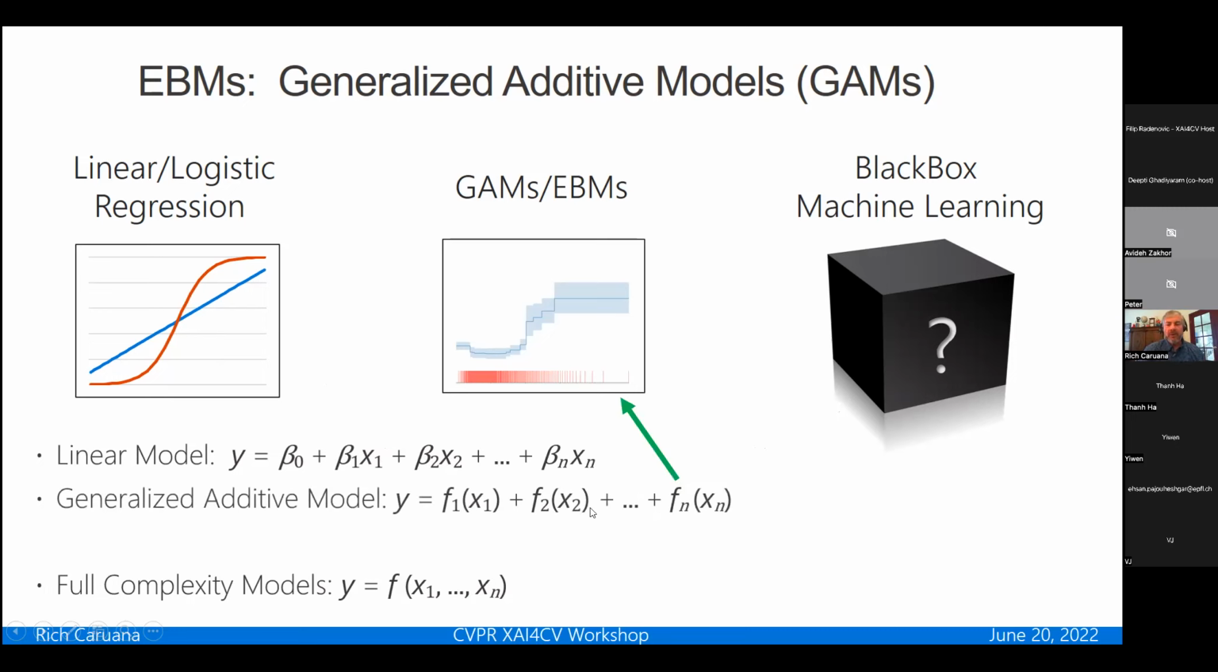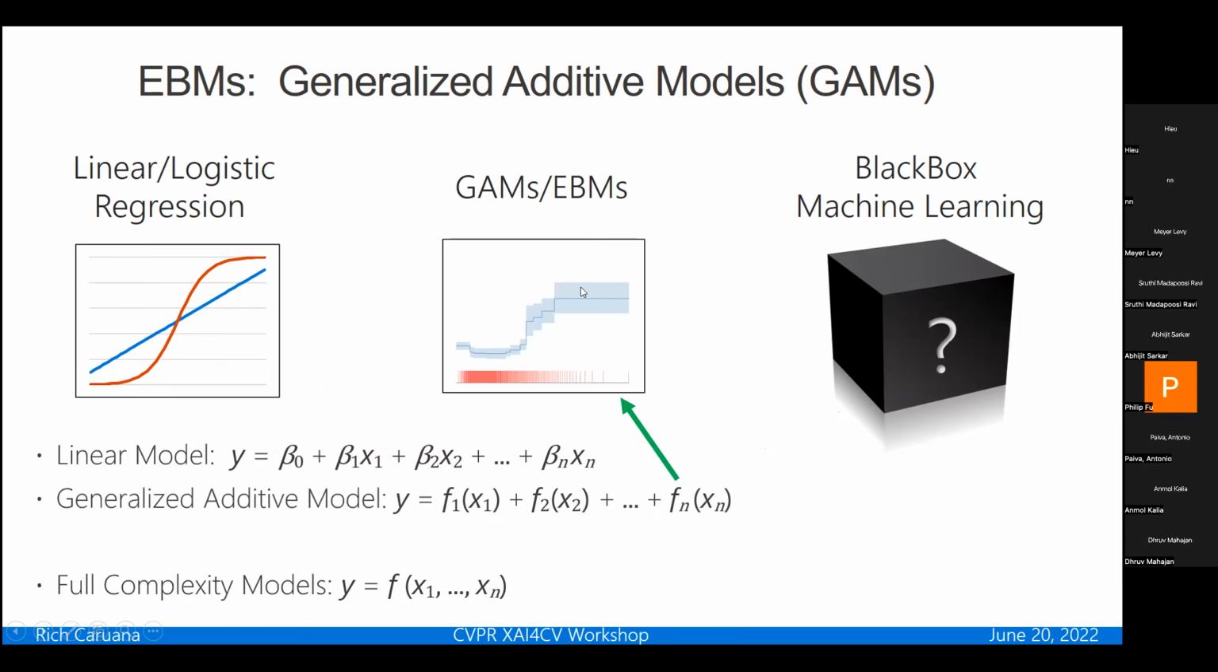In the middle, we have what's known as an additive model. So it's a function of a feature plus another function of another feature. Every feature has a function associated with it. And then because these are functions of single features or maybe pairwise interactions, we can plot these functions and we can understand what the model has learned.